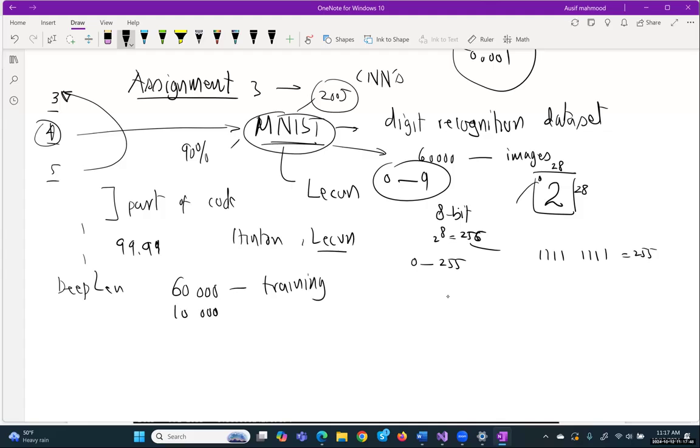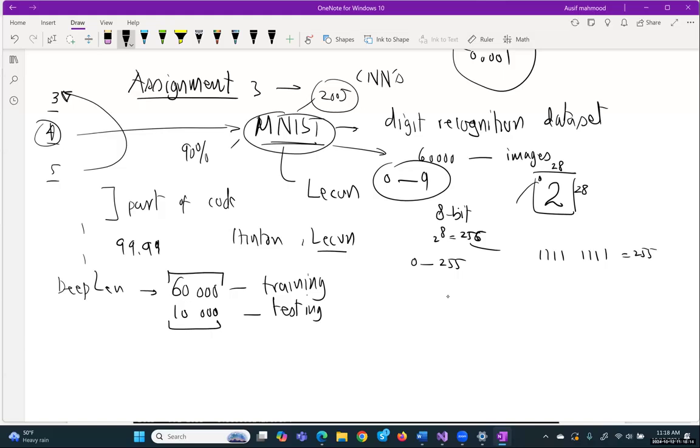10,000 images are given to us for testing. So we'll create a model, we'll train it on 60,000, and then we'll test it on 10,000, okay? Because many of you are running these initial examples on your laptops, 60,000 will take a while for it to train.